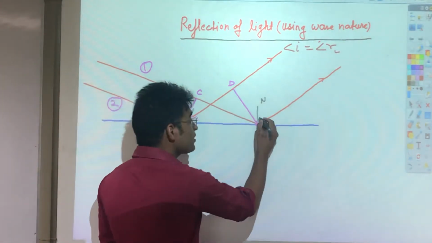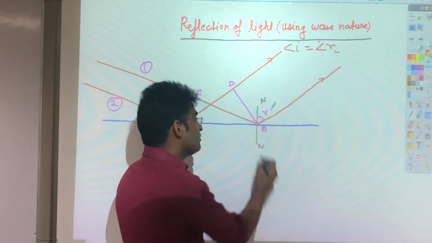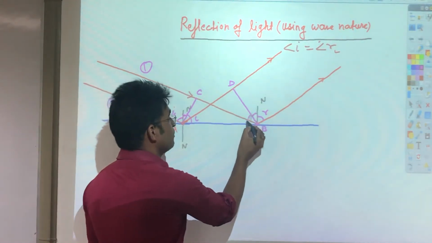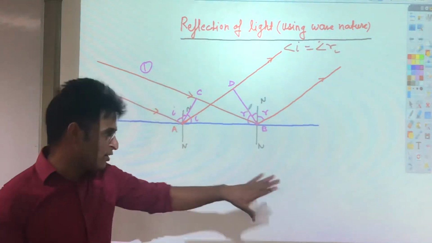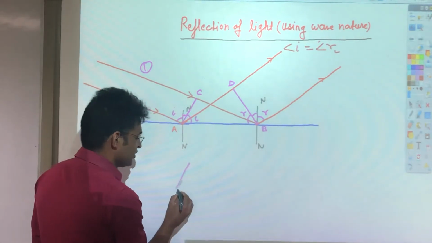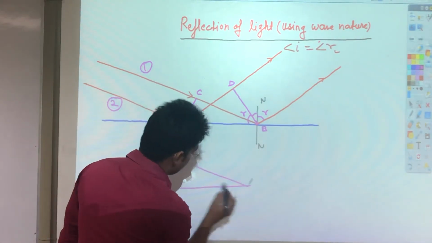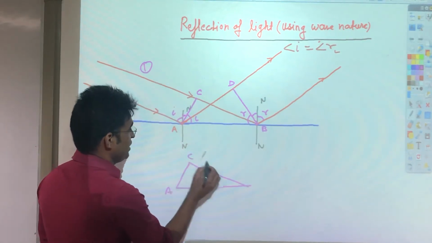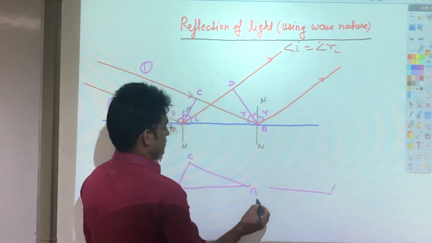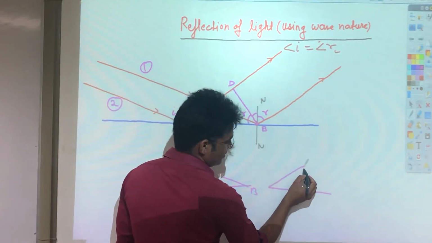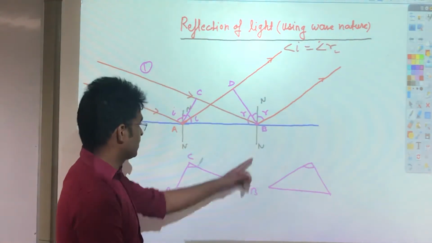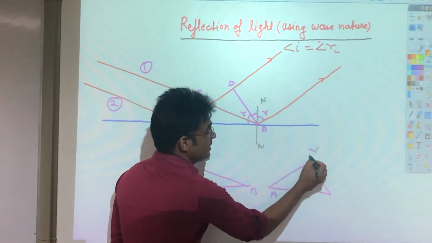Similarly, if this angle is R, this angle will be 90 minus R, and it means this angle will be R. If I make these two triangles separately in a different place, the first triangle is ACB, and the second triangle is ADB. In the first triangle this angle is 90, and in the second triangle this angle is 90.